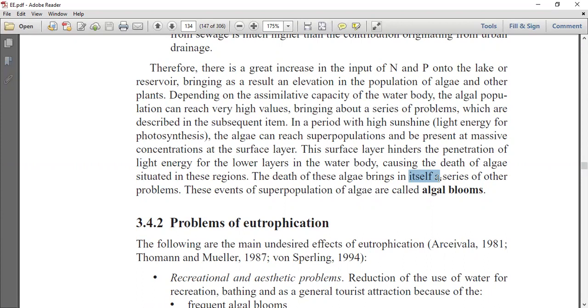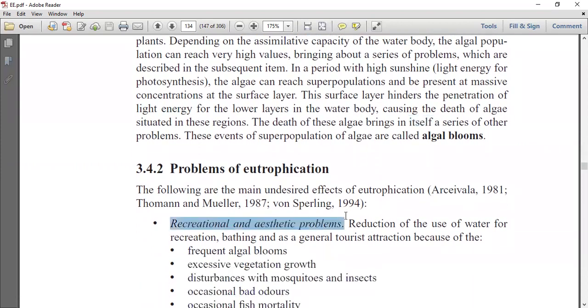The next topic is the problems of eutrophication. So there are different kinds of problems which occur due to the eutrophication in the lake or the reservoir. The following are the main undesired effects of eutrophication. The first is recreation and aesthetic problems.